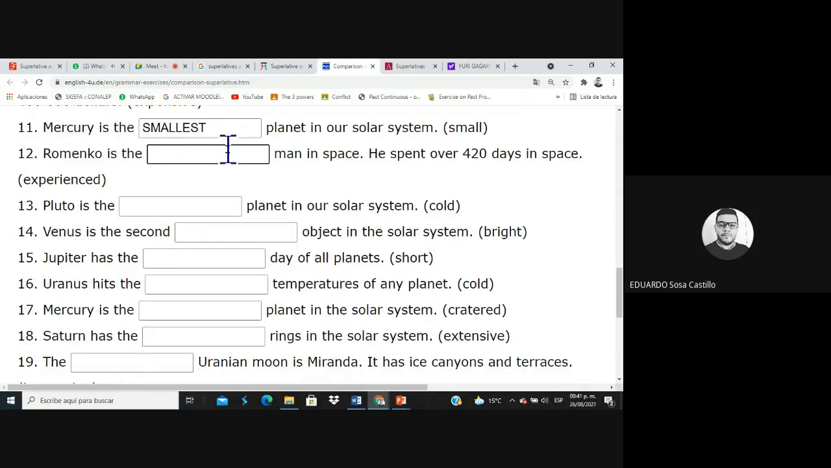Romanenko, okay, it's a Russian, is the most experienced man in space. He spent over 400 days in space. Exactly. Come on. Pluto is the coldest planet in the solar system.